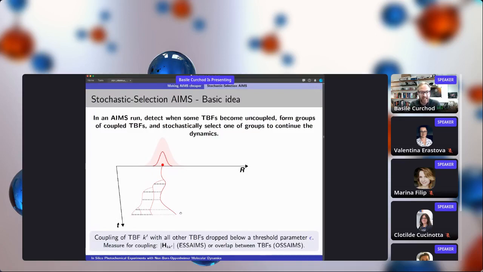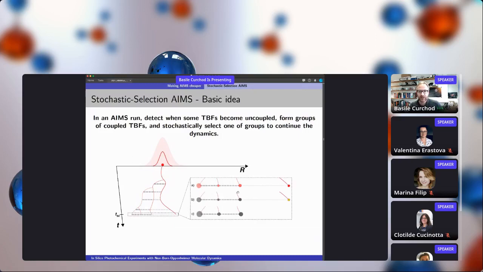Or it can be based on the Hamiltonian matrix element that, as I remind you from before, is what couples the trajectories in the time-dependent Schrodinger equation. So we define a threshold, and when we reach this threshold, we investigate what's going on and look at which trajectory basis functions are coupled and which are independent. We compute the population of the different groups, we throw the dice, and select stochastically one of the families. What we do after is simply discard the other one from the dynamics, and we carry on the simulation only with the remaining one.